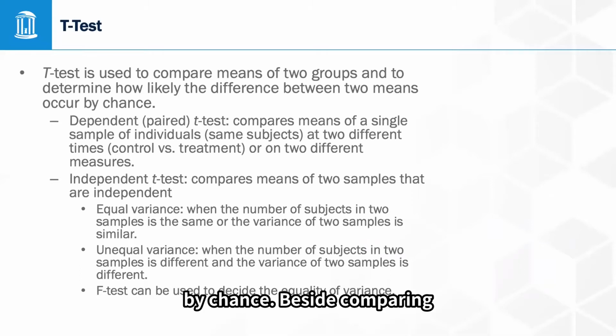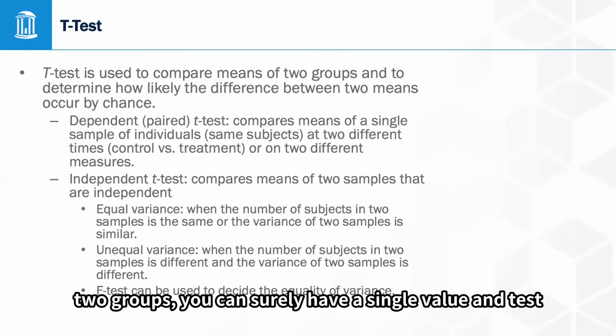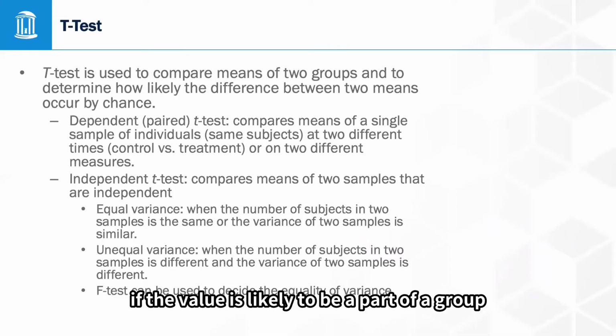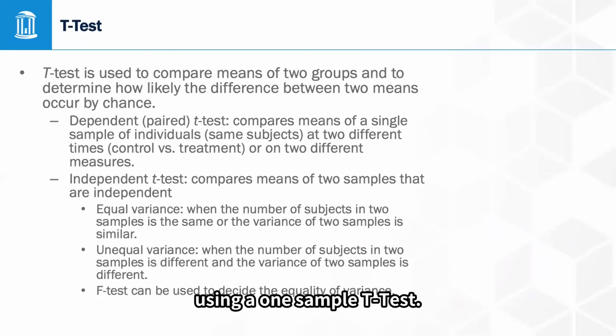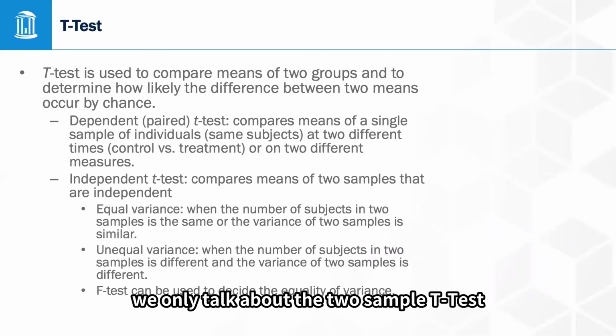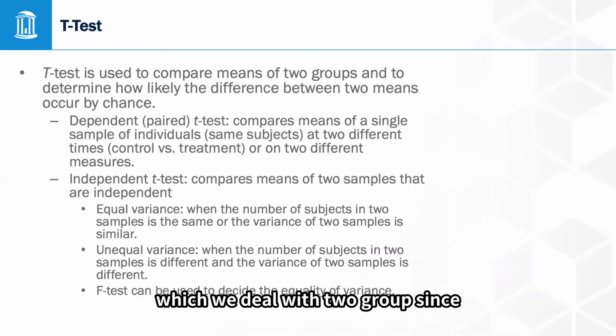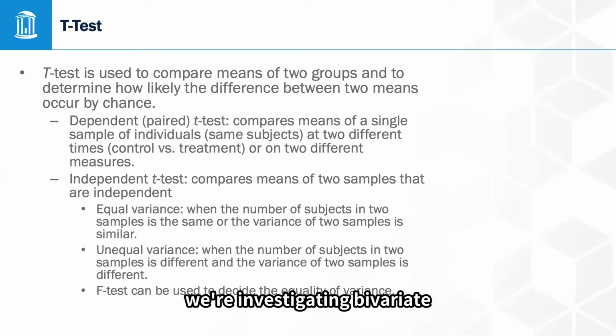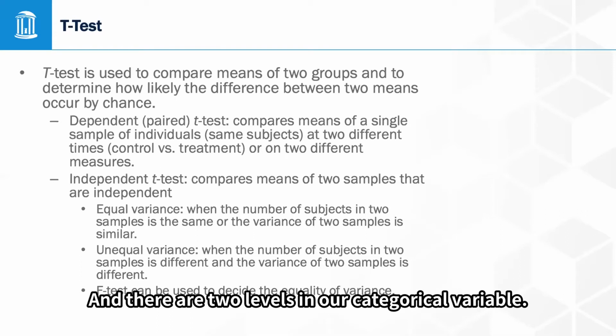Besides comparing two groups, you can surely have a single value and test if the value is likely to be a part of a group using a one-sample t-test. But in this section, we only talk about the two-sample t-test, which deals with two groups, since we're investigating bivariate analysis between a categorical variable and a numerical variable. And there are two levels in our categorical variable.